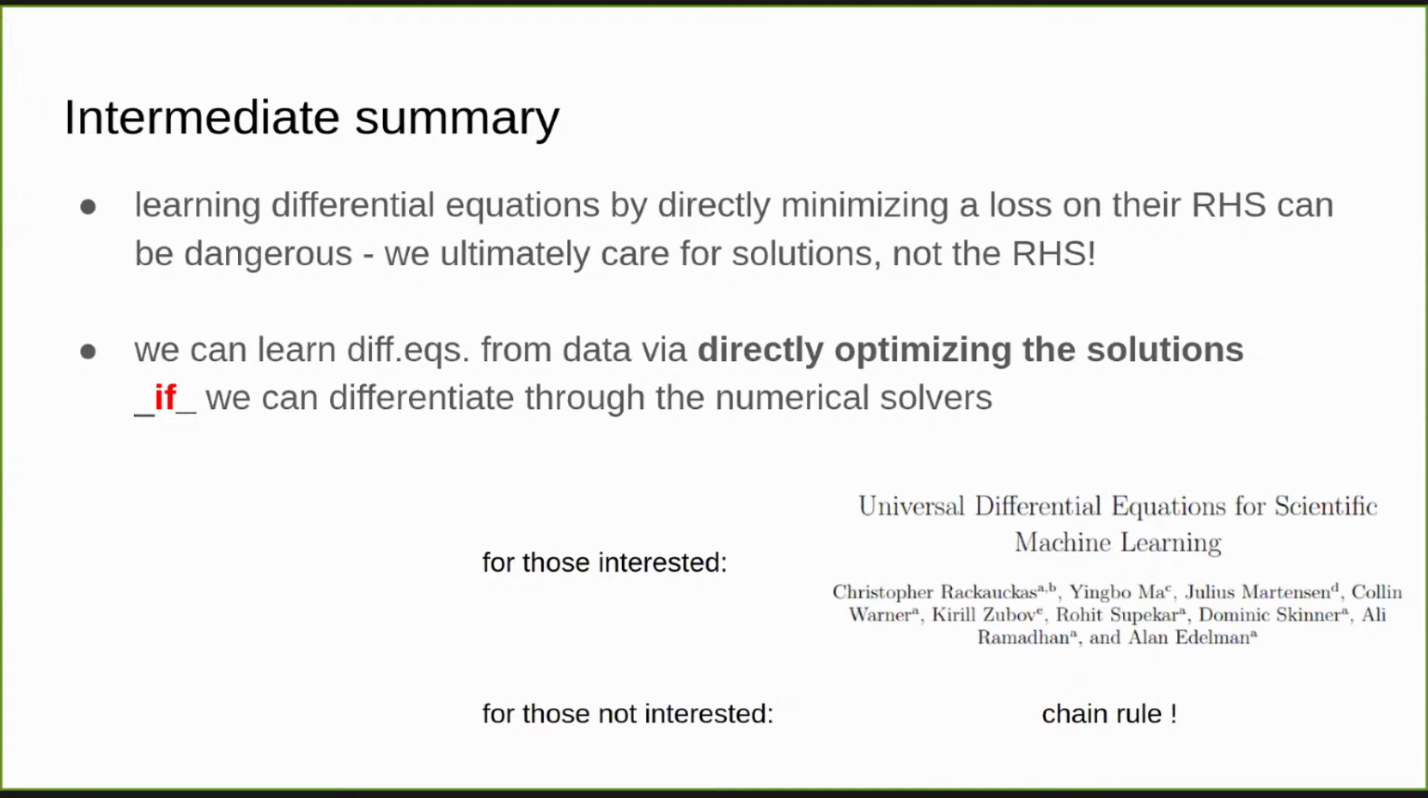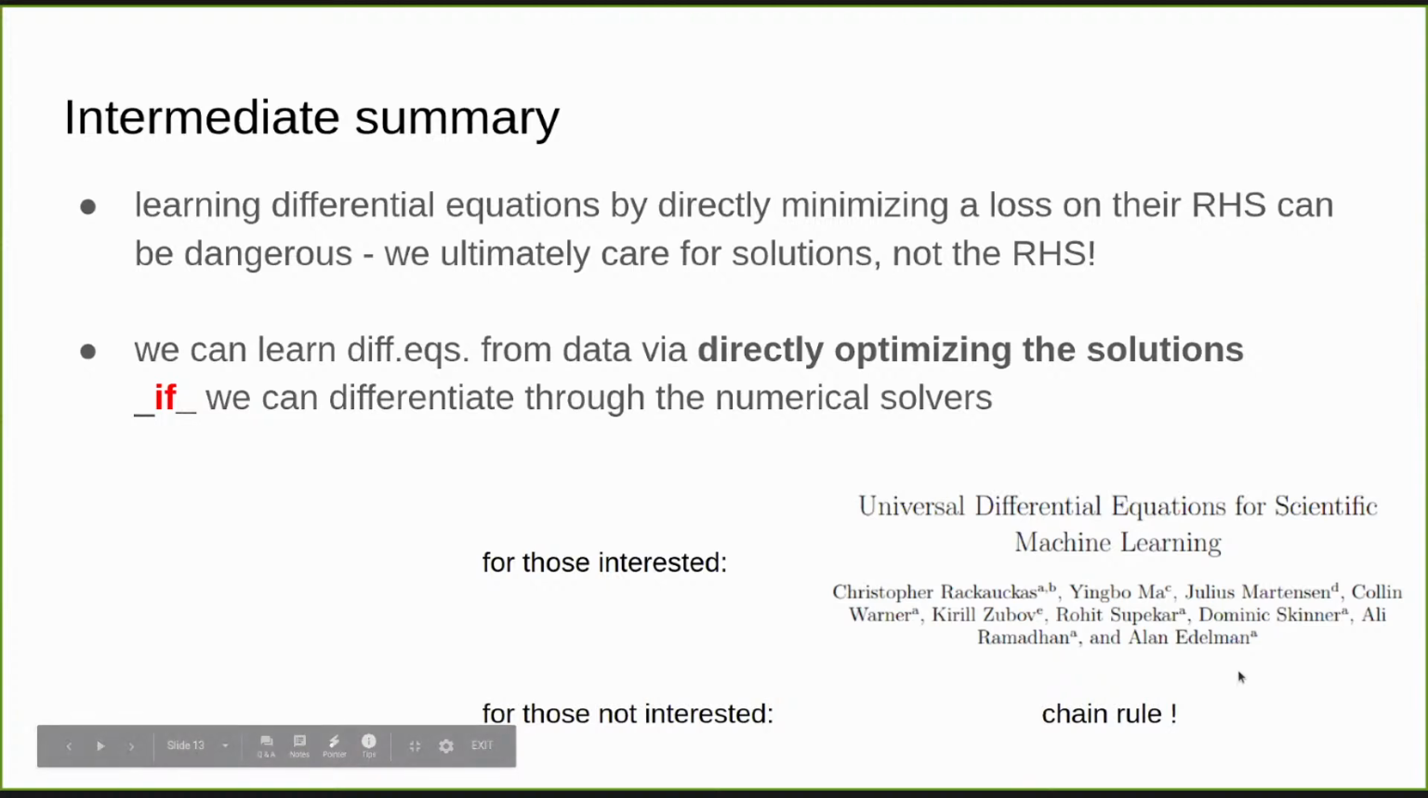But just to reiterate, mostly in the last session, we've already learned that learning differential equations by directly targeting the right-hand side can be dangerous. We do care about the solution, not the right-hand side per se usually. Losses on the right-hand side can be small, but errors on the solutions can be big, as we've seen last time. And this time we've seen that we can learn differential equations by directly optimizing the solutions if we can differentiate through the numerical solvers. And this "if" is what the second paper is going to deal with.